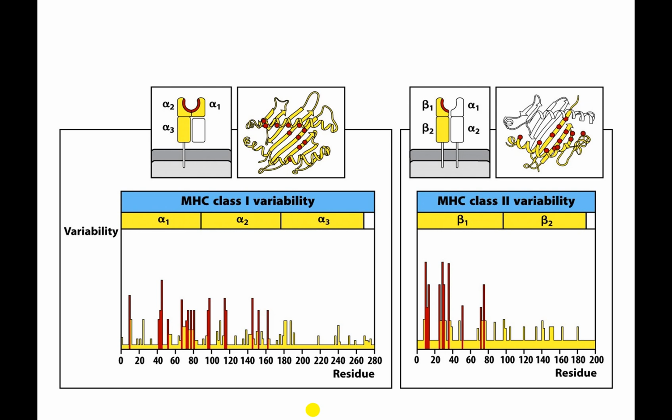More specifically, the substitutions focus at positions within those domains that contact either bound peptide or the T cell receptor. Not all the contact residues vary, as is apparent from the HLA-DR molecule, in which the alpha-1 domain is invariant. It's not polymorphic. In contrast, variability occurs in both the alpha-1 and beta-1 domains of HLA-DP and HLA-DQ molecules.